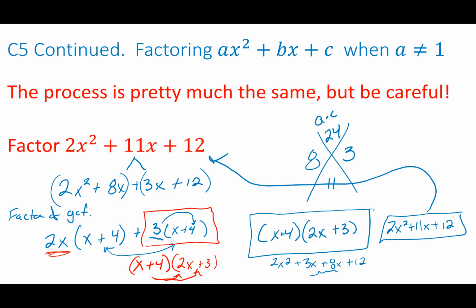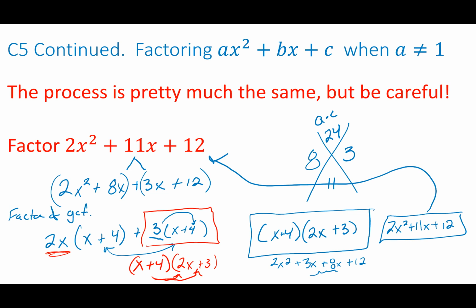So I'm treating that all as one. x plus 4 is one thing. I have to multiply it by 2x, and I have to multiply it by 3. So it's an equivalent form. All these work, but that's how you go from after you factor out your greatest common factor to your final binomial form.